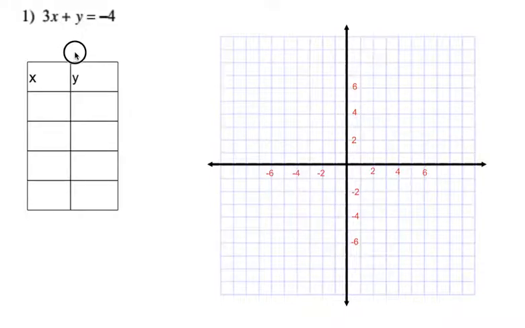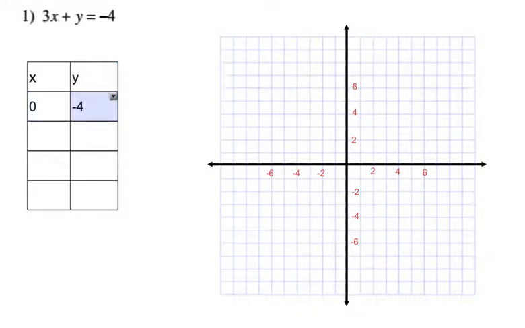So the first point I'm going to put in is the number 0 for x. And when I do that, this term goes away. 3 times 0 is 0, and I have y equals -4. So I put that in my table of values.